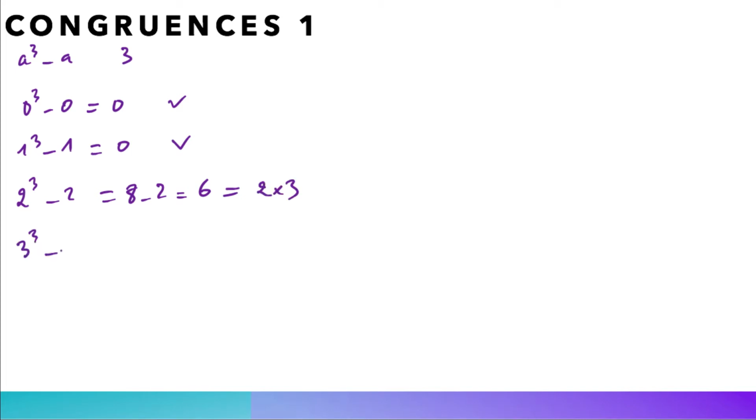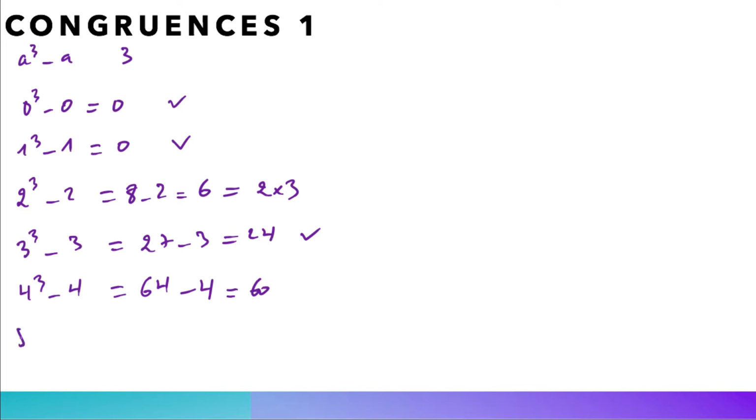3 cubed minus 3 is equal to 27 minus 3, which is equal to 24, and 24 is also a multiple of 3. 4 cubed minus 4 is equal to 64 minus 4, and this is obviously equal to 60, which is a multiple of 3. 5 cubed minus 5 is equal to 125 minus 5. This is 120, and 120 is obviously a multiple of 3 as well, etc.